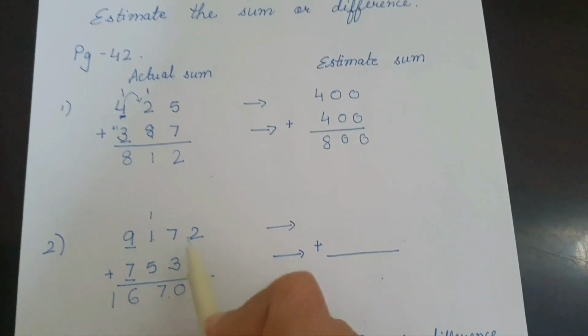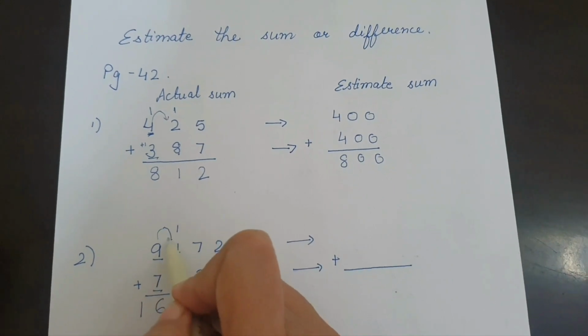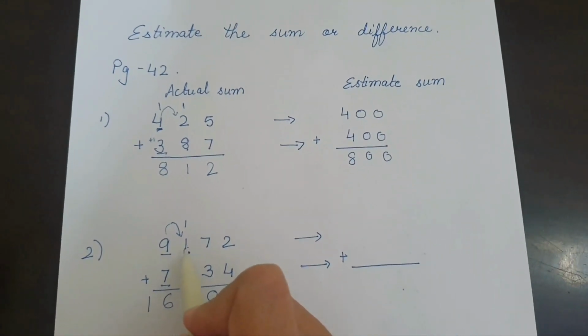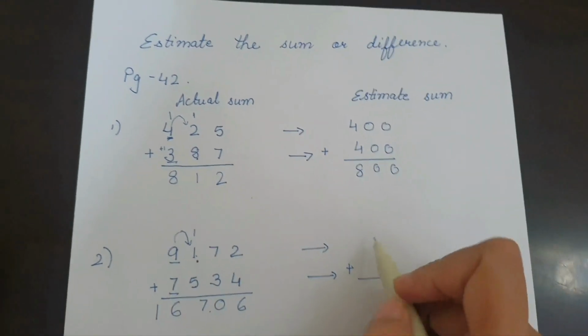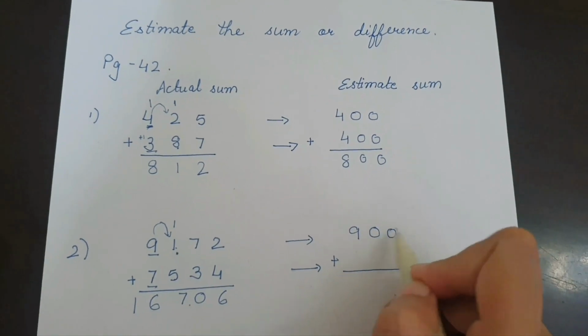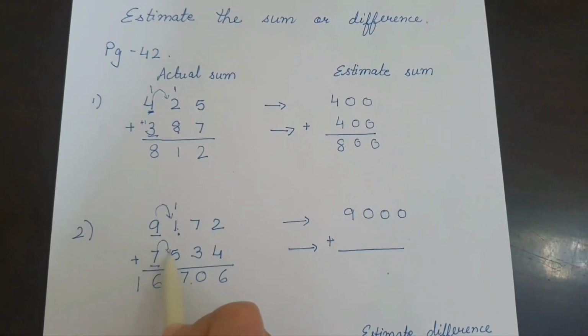For 9172, the highest place digit is 9. See the digit just next to it? It is 1. That means it will go towards the lower side because this is less than 5. So lower side means no change will be there and the rest will become 0. 9,000. Now see here, your next digit is 5.